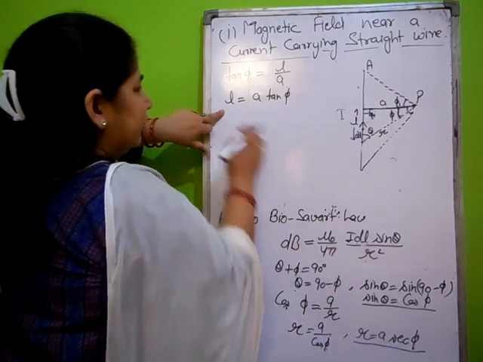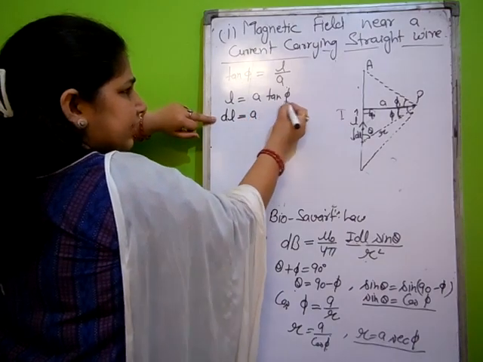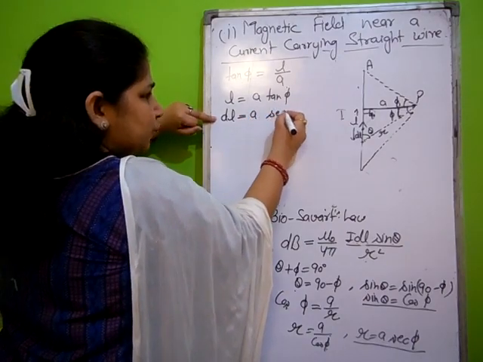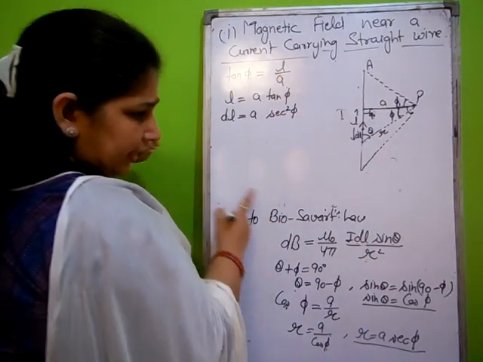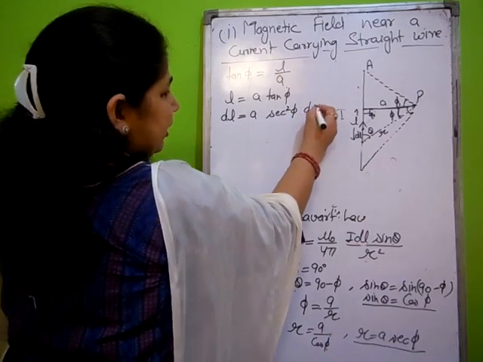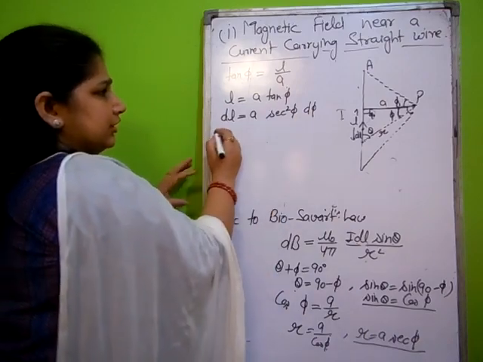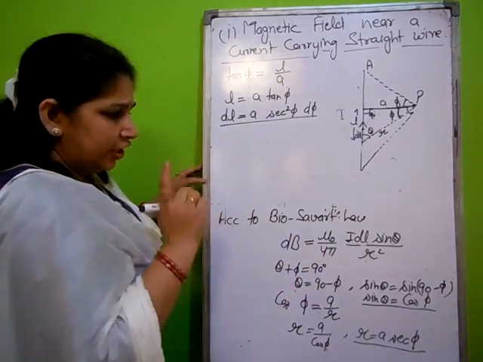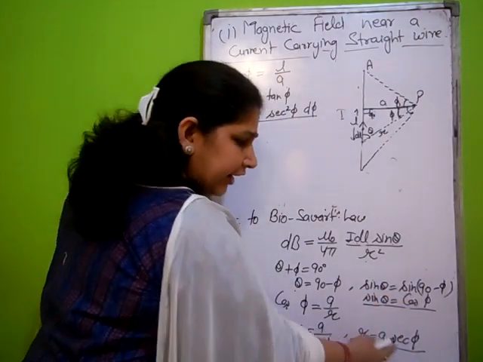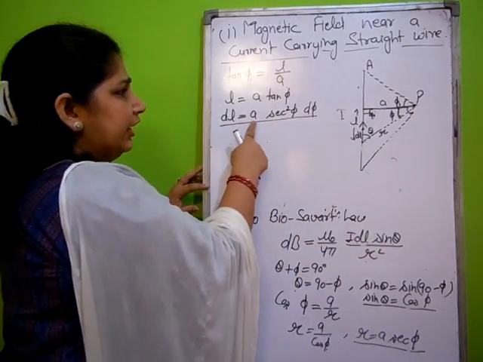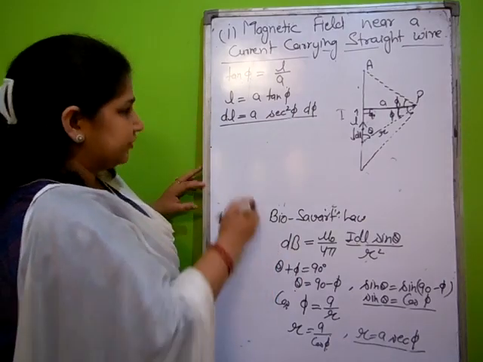We need dL. Then differentiate this equation, we can find dL is equal to A as constant, and the derivative of tan phi is sec square phi, and we have d phi as the parameter. On changing the L, phi will change. This is the third parameter we have changed. Now we will put in place of sin theta, cos phi, in place of R, A sec phi, in place of dL, A sec square phi d phi, in the Biot-Savart law. Put these values.